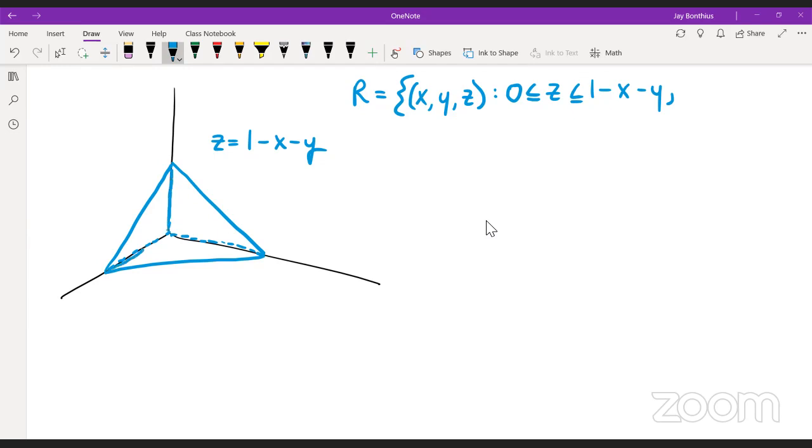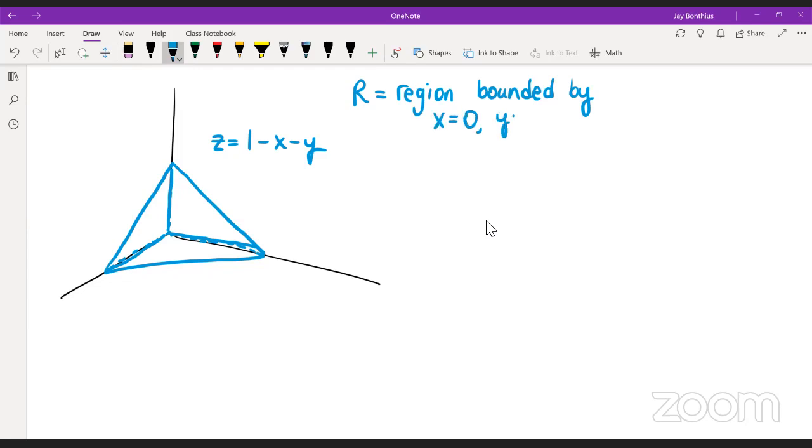it's bounded by, actually I'm not going to write this in set builder. I think that would make this a little bit more challenging. Let's write it in the most challenging way. Let's write it just as bounded by these four planes. Region bounded by x equals 0, y equals 0, and z equals 0, and z equals 1 minus x minus y. So that's the region.